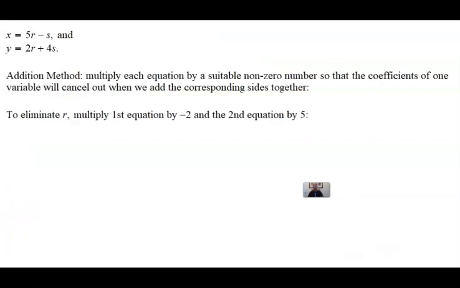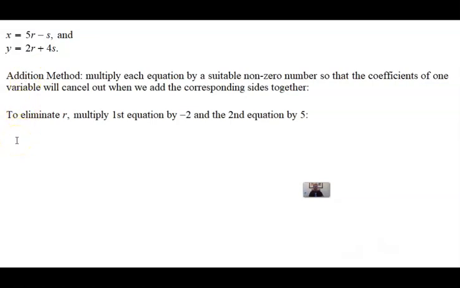So to solve the system, let's apply the addition method that we see in basic or intermediate algebra. What we have to do is multiply each equation by a suitable non-zero number so that the coefficients of one of the variables will cancel out when we add the corresponding sides of the two equations together. So in this case, if we want to eliminate r, we can multiply the first equation by negative 2 and the second equation by 5, so that we get negative 10 and positive 10. That will cancel out to 0.